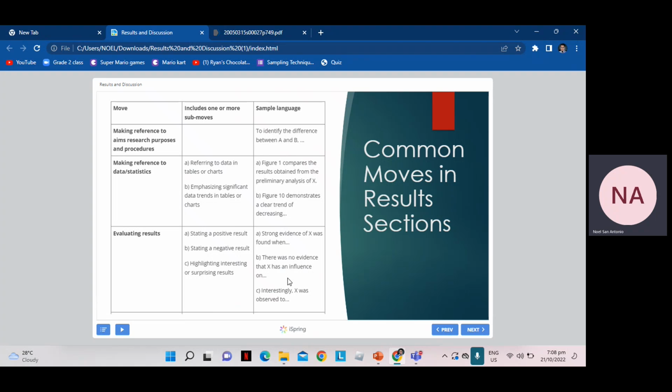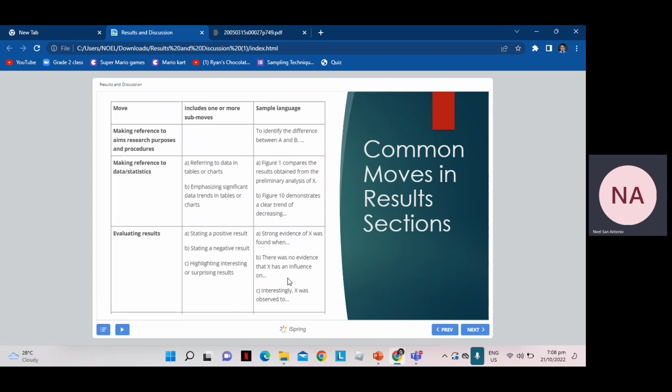Ibig sabihin, these are the unexpected. When you say interesting or surprising, these are the results that you did not expect to come out from your study. Why are you not expecting it? Because when you review the related literature, walang ibang authors na ganun yung finding. Di ba, that will be surprising because in the literature, wala naman siya, but in the result of your study, lumabas siya. You nakuha.